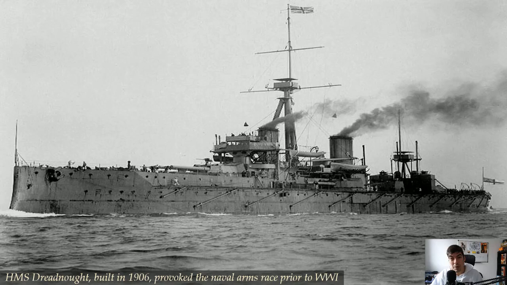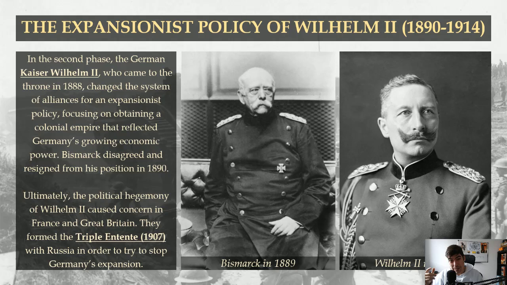In the second phase, we have the next German Emperor, Wilhelm II, who came to the throne in 1888 and changed the system of alliances for an expansionist policy, because he wanted to raise the prestige of Germany and to obtain a colonial empire. Bismarck didn't like this policy, so he resigned in 1890. This foreign policy of Wilhelm II, this guy here, caused concern in France and Great Britain, so they allied and made an alliance between the two of them and the Russian Empire, known as the Triple Entente, la Triple Entente de 1907, to stop German expansion.